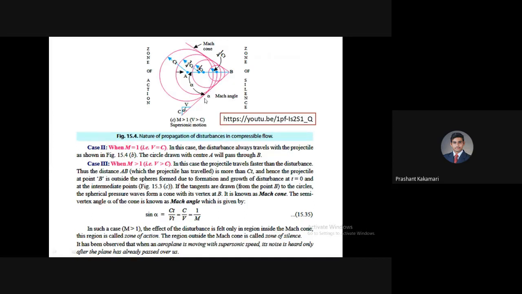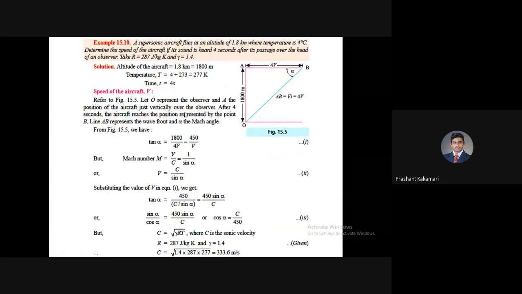Assume that A is the observer. From this point, it is 1.8 kilometer height. The plane is moving from this point to this point. After 4 seconds, he can listen to the sound. So this angle, the half angle at the B side, I can consider as the Mach angle. So the same example is analyzed like this. To find that angle, I can take the opposite side as 1800 meters and the adjacent side as 4V. Why have I taken 4V?